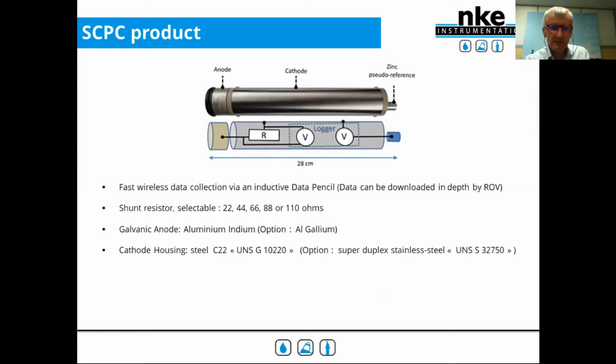The internal shunt resistor is selectable from 22 to 110 ohms. The setup of the SCPC can also be made using different galvanic anode. So we use aluminum indium, but we can use also aluminum gallium. The cathode is made with the same metal that you want to analyze. So mainly it is steel, C22, but we also make a lot of study with stainless steel.